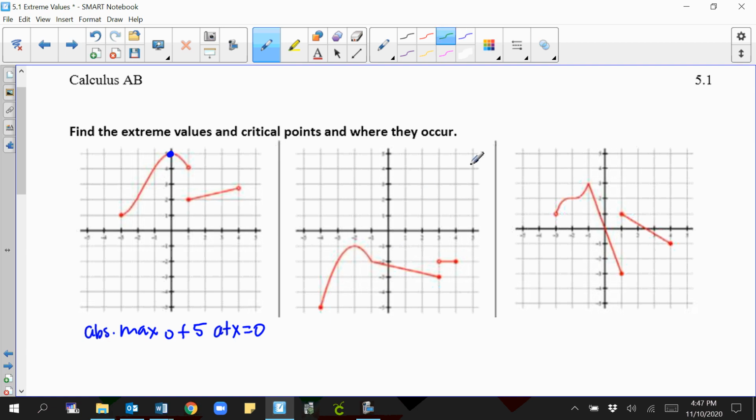I'll do this one in green. Not looking at our endpoints, I do have this point right here, which is also an absolute max. This time it's of -1, and it happens at x is equal to -2. And then I also have a critical point right here because there's a sharp turn. So I'm just going to say critical point at x is equal to -1.